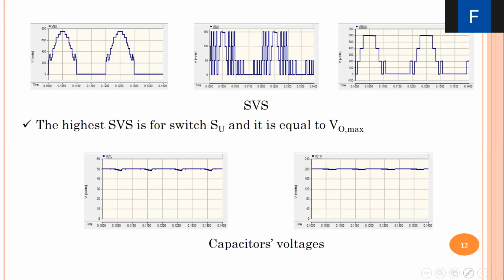And in the bottom we have the capacitors voltage, and as we've seen, capacitors are charged and discharged frequently by using series and parallel switching conversion. For the left side it's 50 volts, and for the right side it is 200 volts, and it works very good.